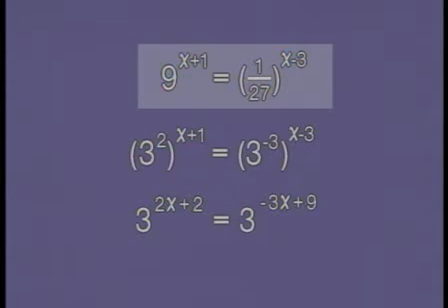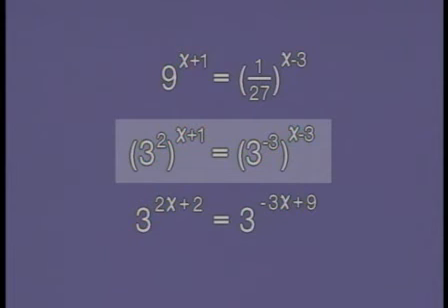Is it a power of 3? Yes, 27 is a power of 3. In fact, it's 3 to the third. Well, if 27 is 3 to the third, we should know that 1 over 27 is 3 to the negative third power, the reciprocal of 27. And thus, we've changed the 9 in parentheses to 3 to the second. We've changed the 1/27th in parentheses to 3 to the negative third.